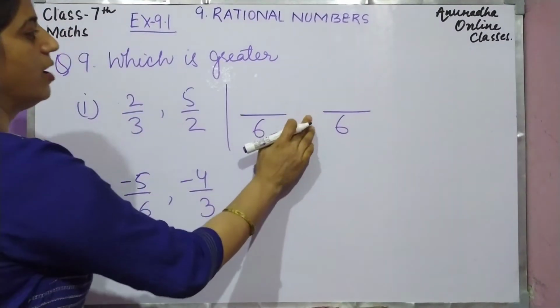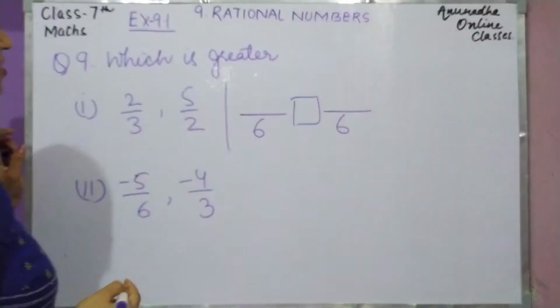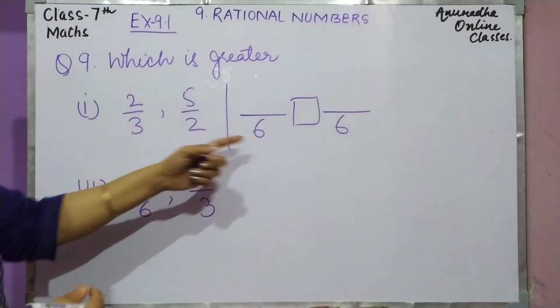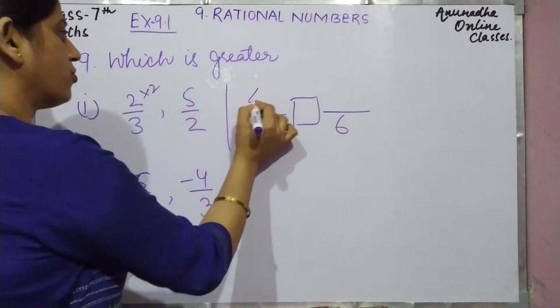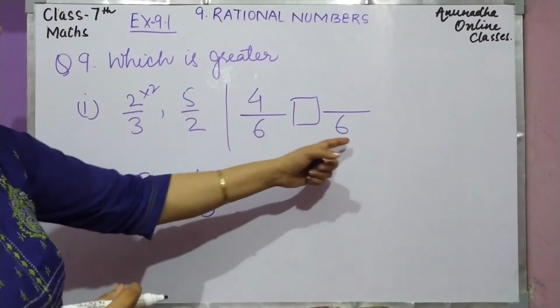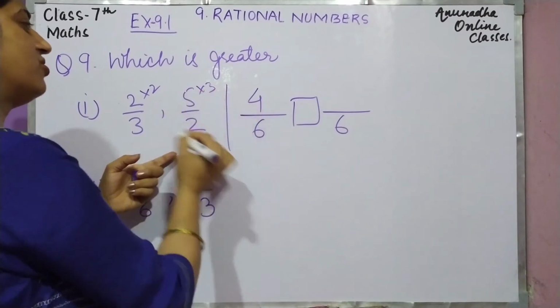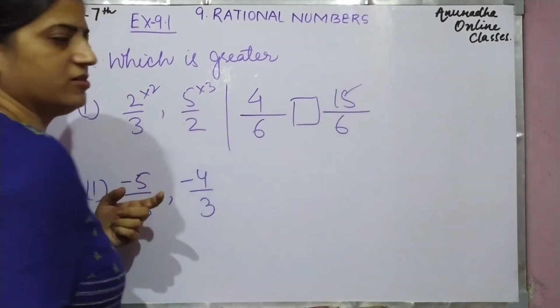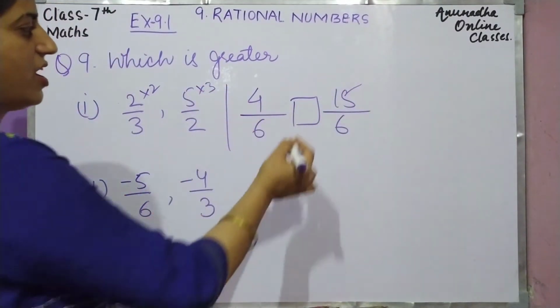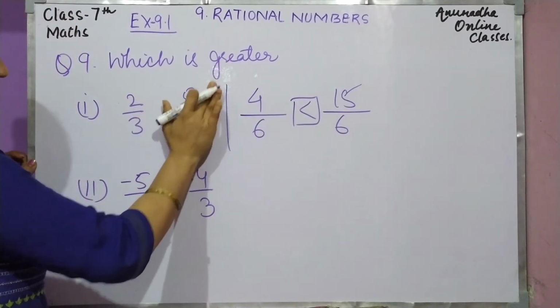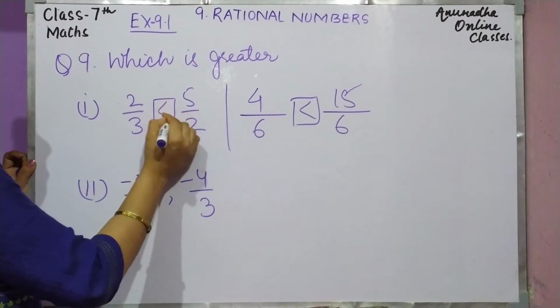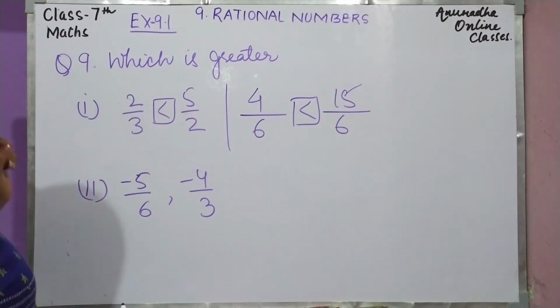Here I am just putting this box. 3 2s are 6, that means you have to multiply with 2. 2 2s are 4. Now 2 3s are 6, that means you have to multiply with 3. This is 15. Which is greater? This side is greater, right? So what is our answer, children? This is greater. Let's come to the next one.